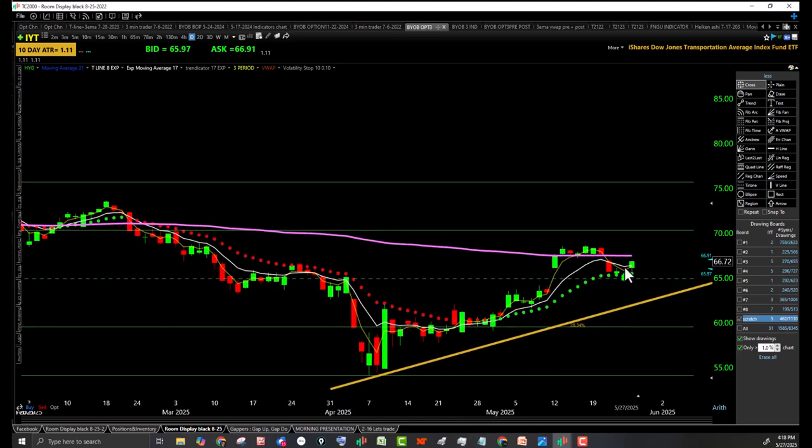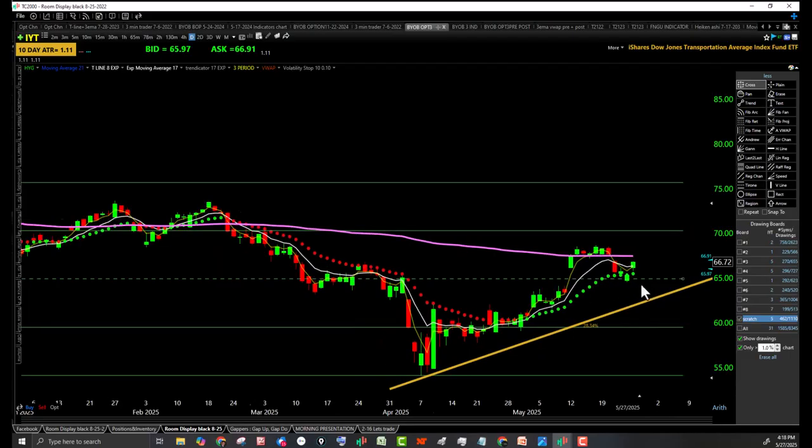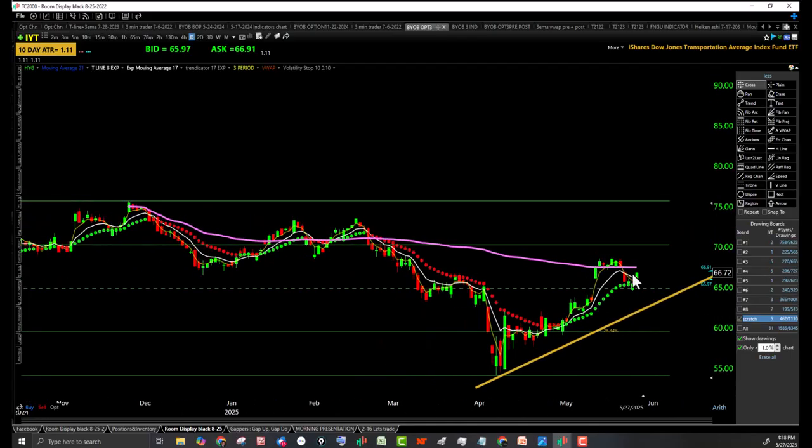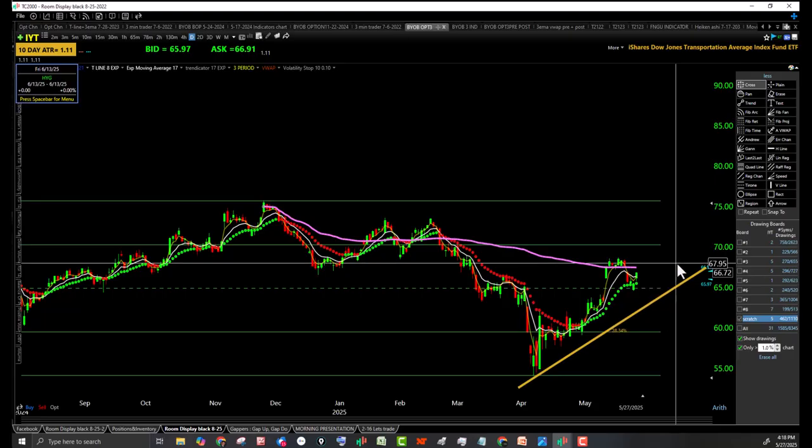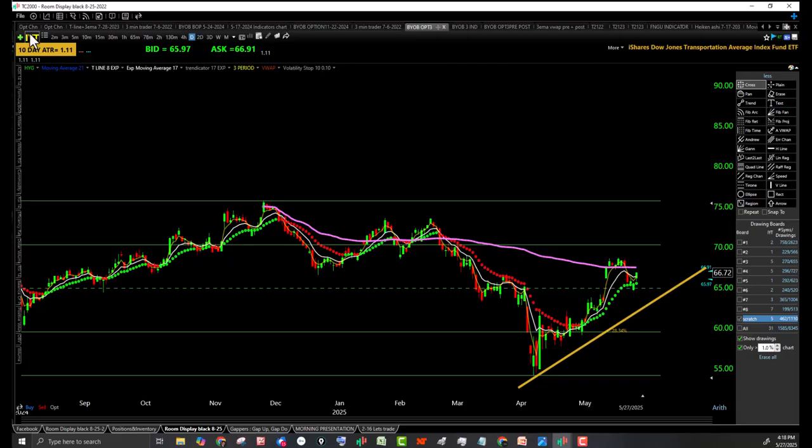Higher low, higher high, closing over the bearish trap, closing over the 17 EMA, closing under the all-time high anchored VWAP, closing over the uptrend line, closing over the midpoint. Still neutral for IYT. Not in the upper third, not in the lower third, so just neutral through here.